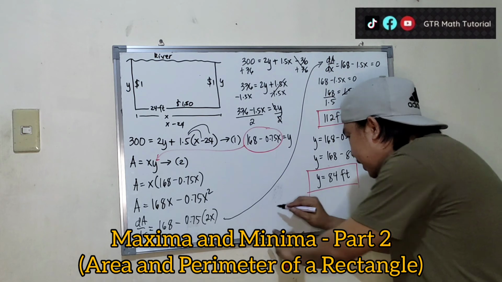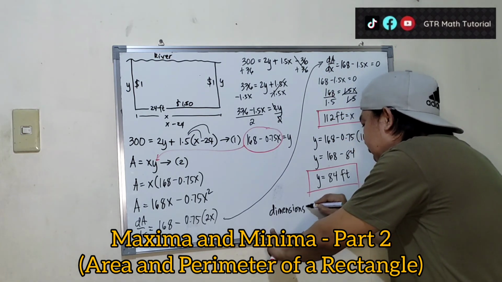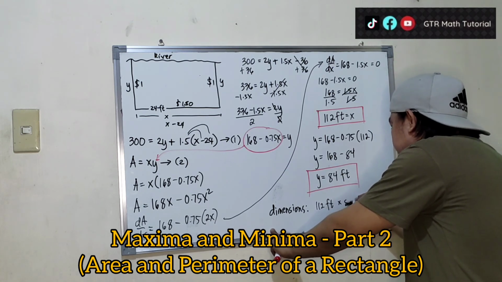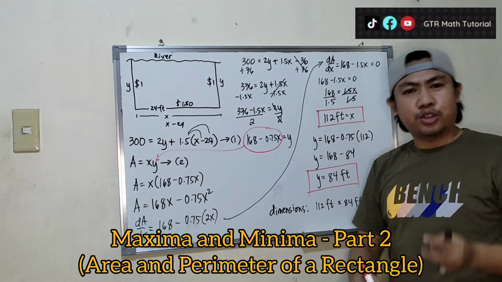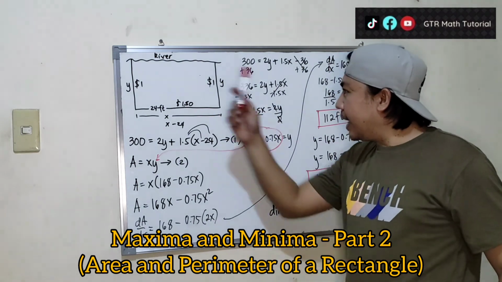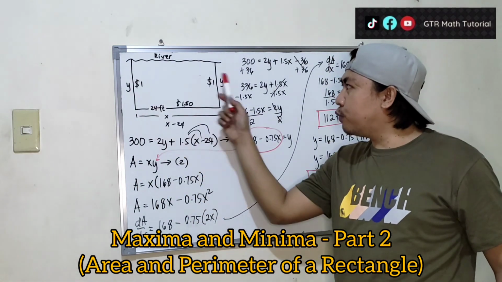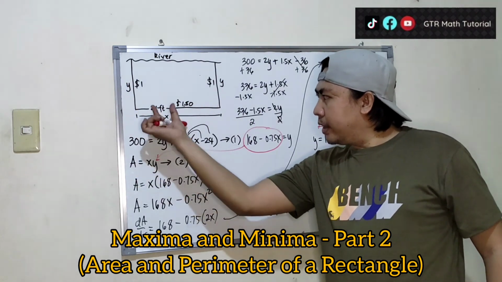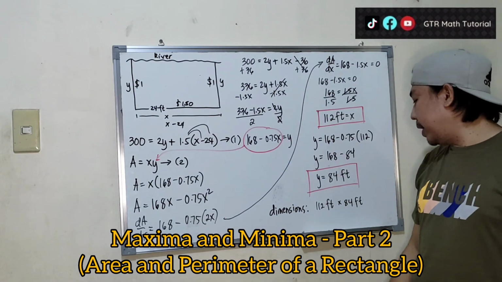So let's write it here. The dimensions are 112 feet by 84 feet, the length and the width. So in order to maximize the area, given the budget for the cost is $300. So given the condition, $1 for each side and $1.50 for the side with an opening of 24 feet. So the dimensions are 112 feet by 84 feet.